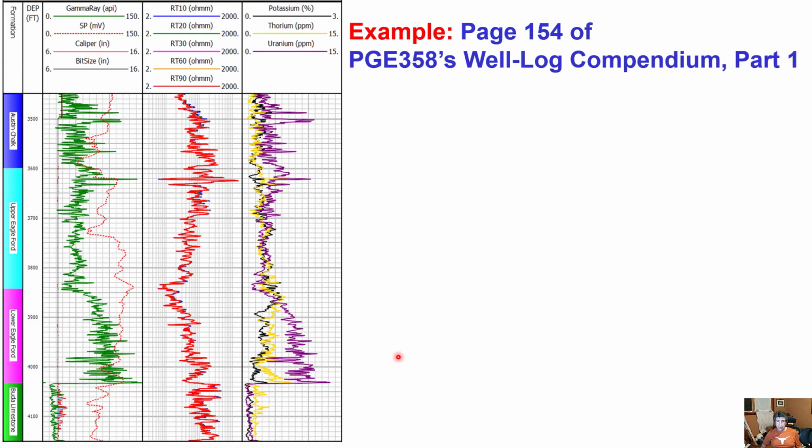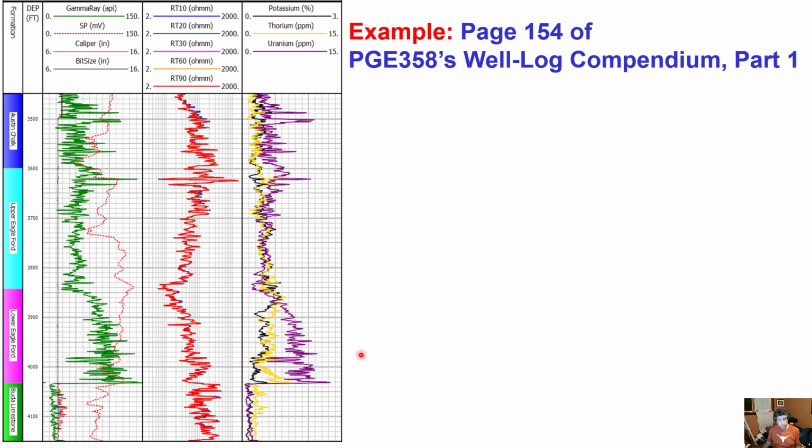All right, now here's an example, page 154 of the PGE well log compendium. What I'm showing you here is a beautiful example of the Eagle Ford formation. This is an organic shale. So now, welcome to the organic shale world. How does it work? Very interesting.